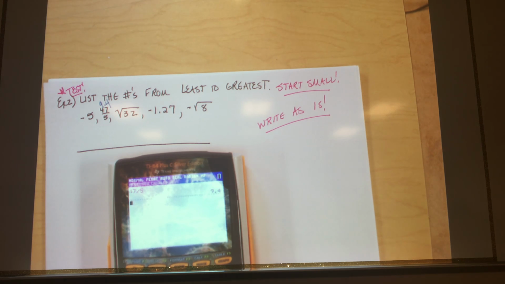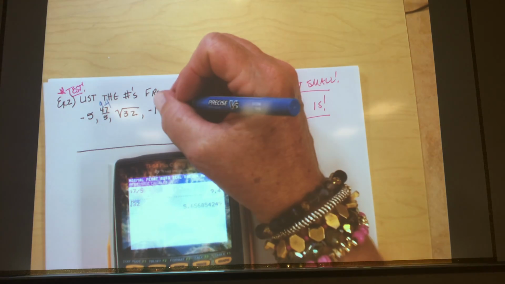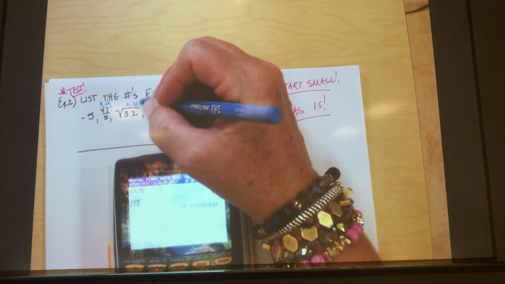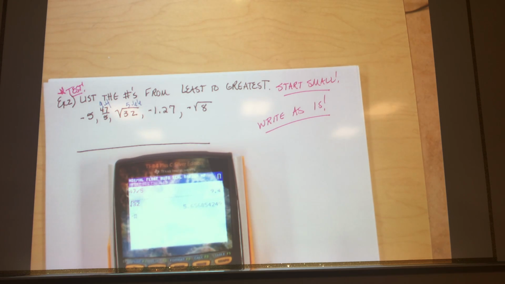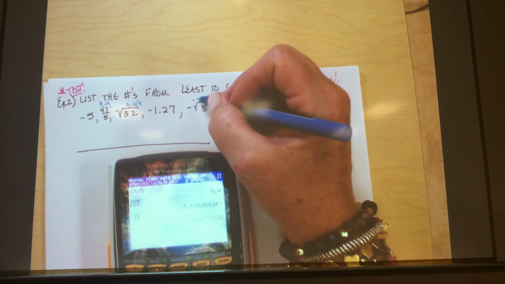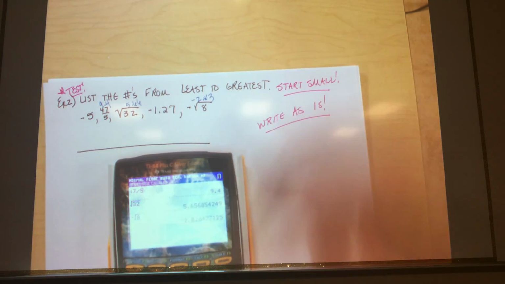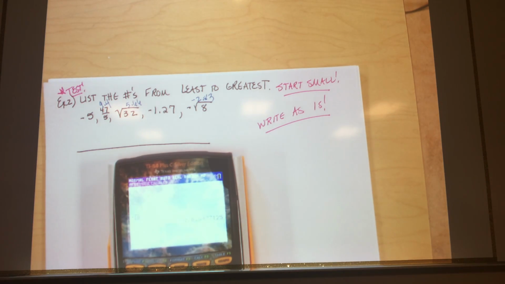So even if I didn't have a calculator, I can still get pretty close with this. But we'll just say the square root of 32, and there it is, 5.66. All right, and then negative square root of 8, negative 2.83. Now these are just approximations, okay?